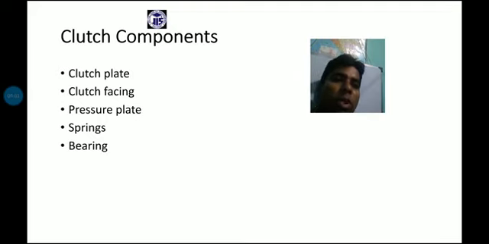Pressure plate means one plate is required. That plate is the metallic part, and it is situated over the periphery of the plate, mostly in a small portion of the whole plate periphery. So that is called a pressure plate, and the pressure will be created on the surface of the pressure plate.